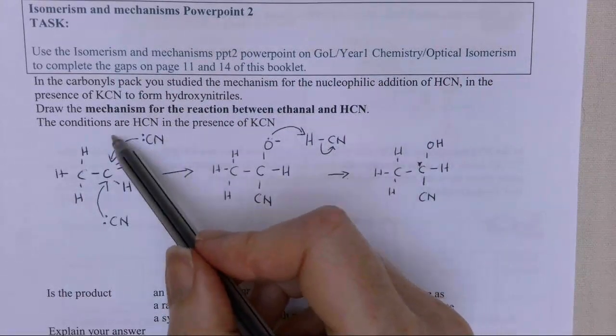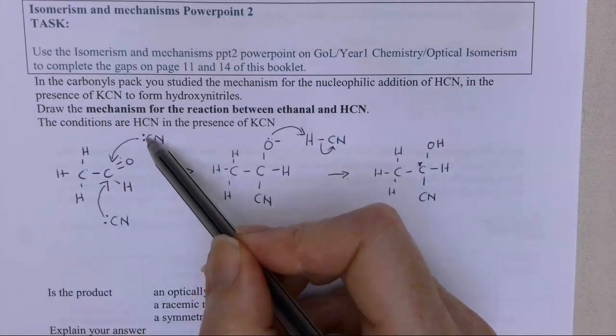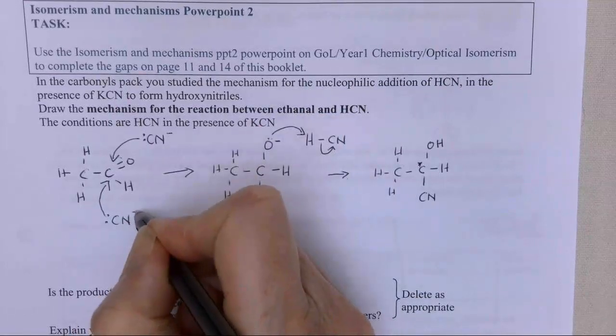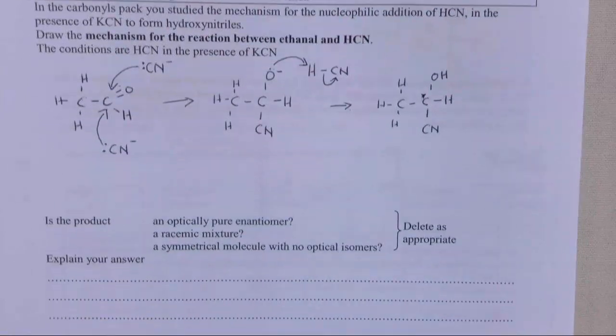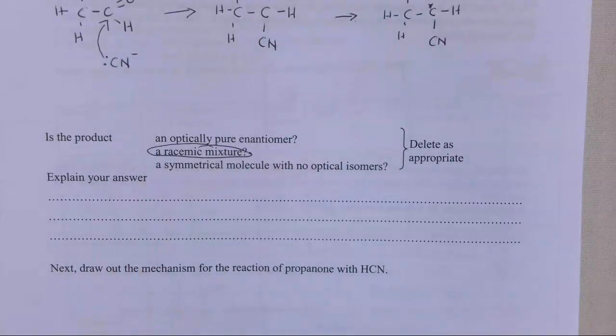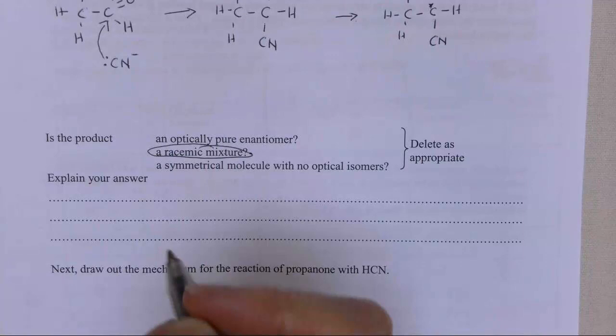But we go back to this step here. Remember, I said that this was planar, and therefore there is an equal opportunity for the CN group to attack from the top or the bottom. So we end up with a racemic mixture. And it's a similar argument to why we end up with a racemic mixture when we do an SN1 mechanism, because the species being attacked is planar. We just need to be very careful that we determine which species is being attacked.